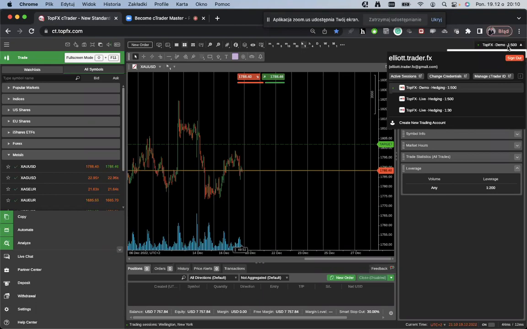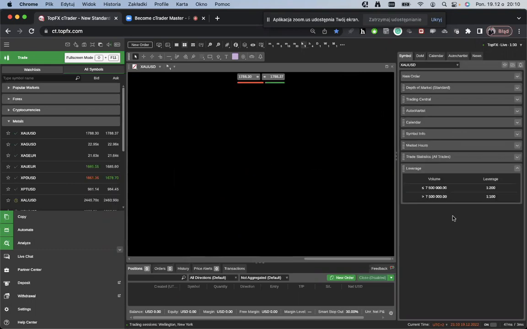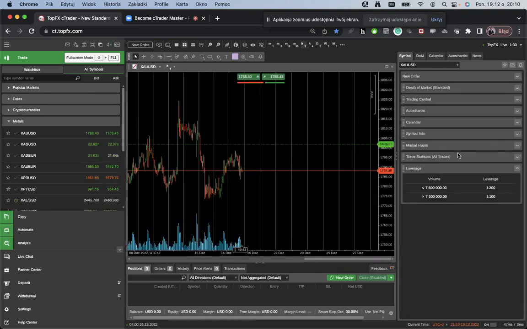So let me just find out for you my account, a live hedging account with 1 to 30, and you can see that here on this account with that leverage, on the same pair, XAU to USD, gold to American dollar, we have a dynamic leverage. The higher the exposure is, the lower the leverage the broker usually provides.